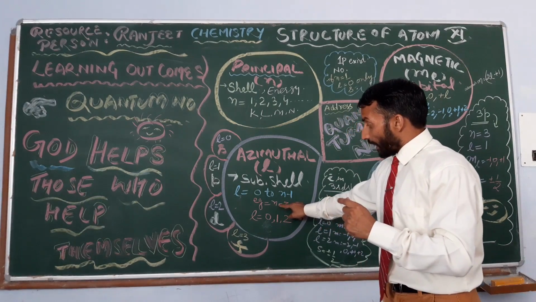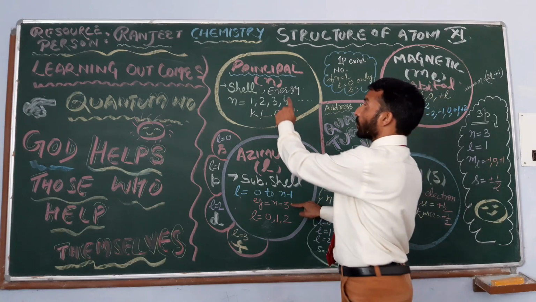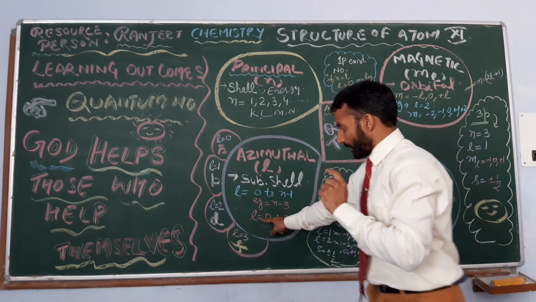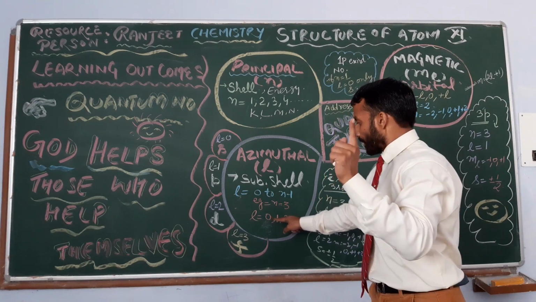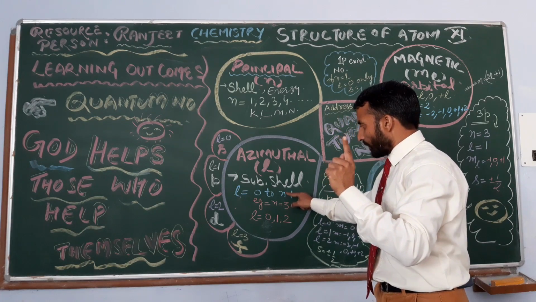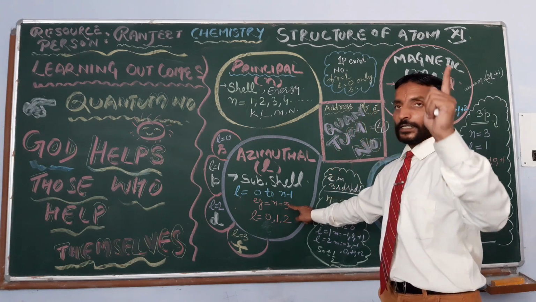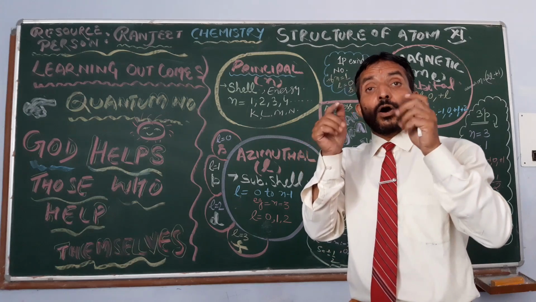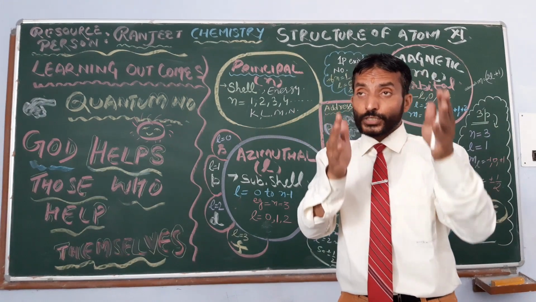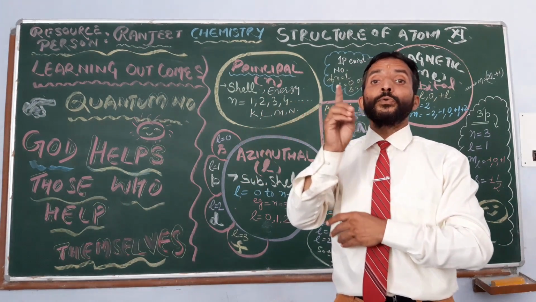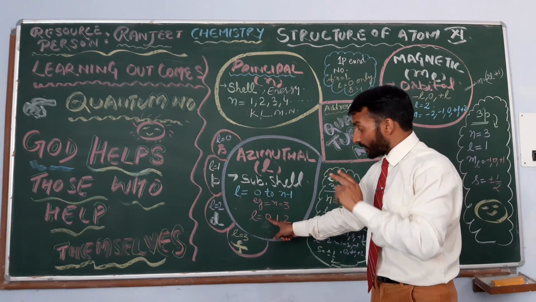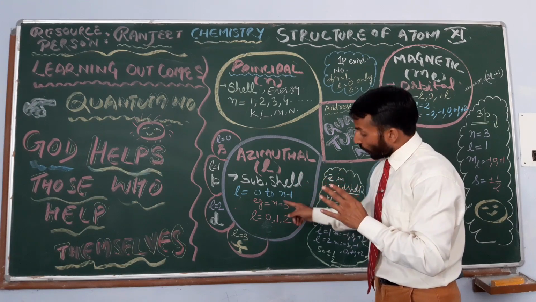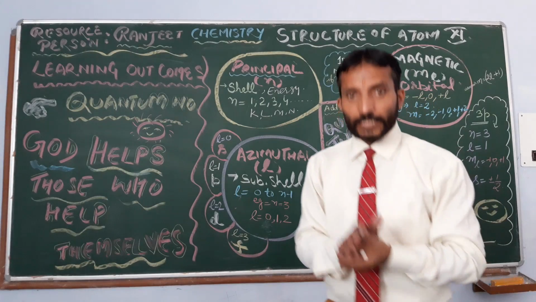For example, if n is 3, means I have to calculate the values of l for the third shell, right? So according to the formula, 0 is the first value, then 1 and 2. The last value is n minus 1, that is, n is here 3, 3 minus 1 is 2, right? So we will not only include 0 and the last value, but all the numbers between 0 and the last value, n minus 1, we have to write. Here 0 is the first, according to the formula, then in between 0 and the last value is 1 also. So all these three values are the values of l, right?